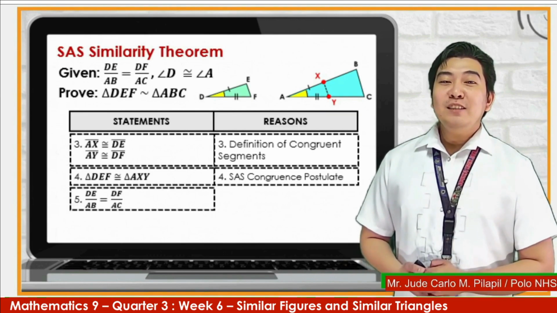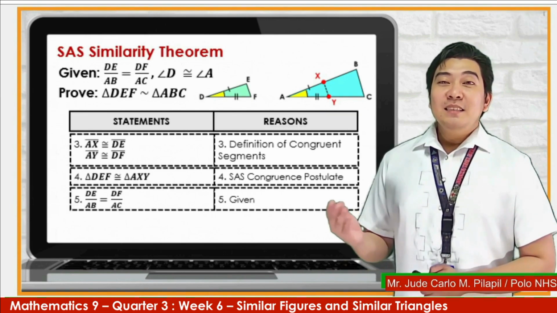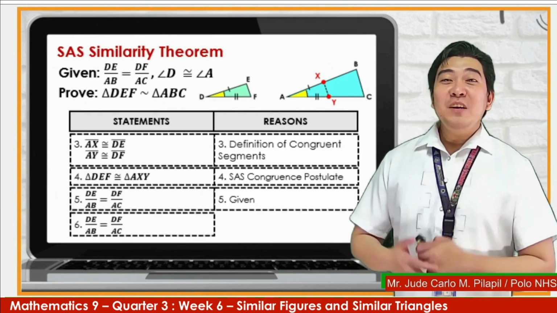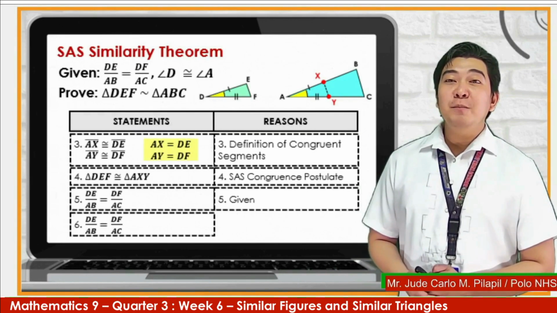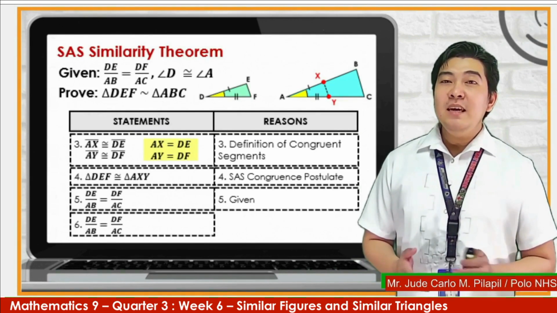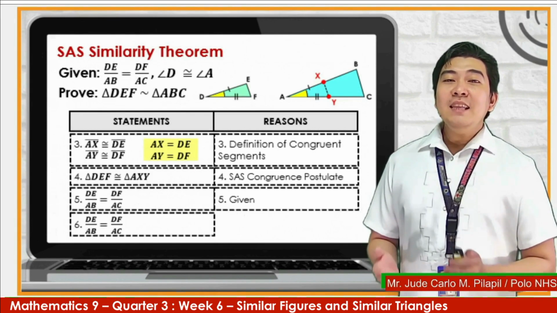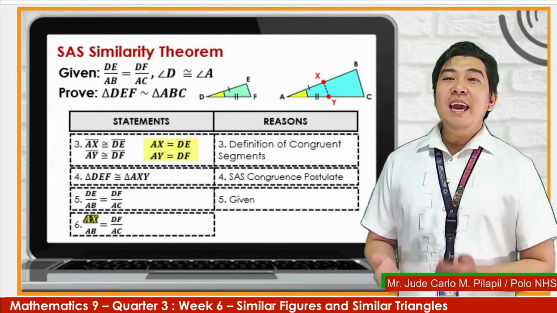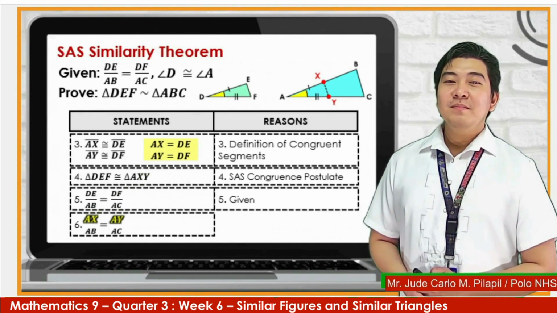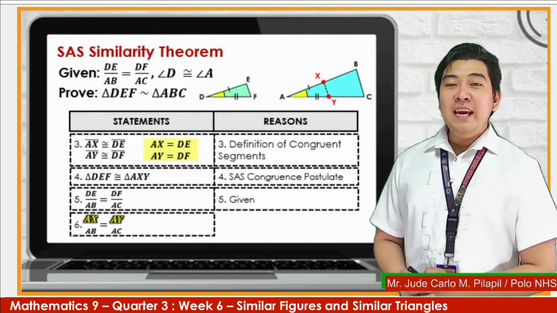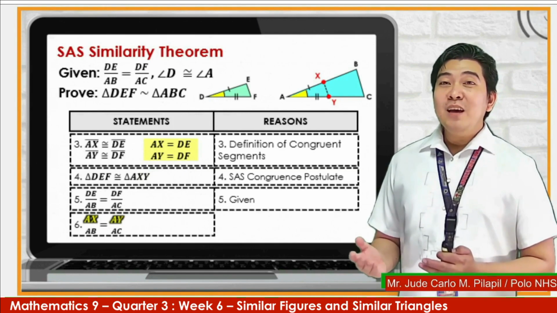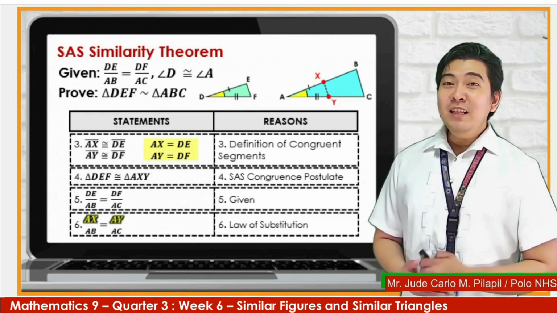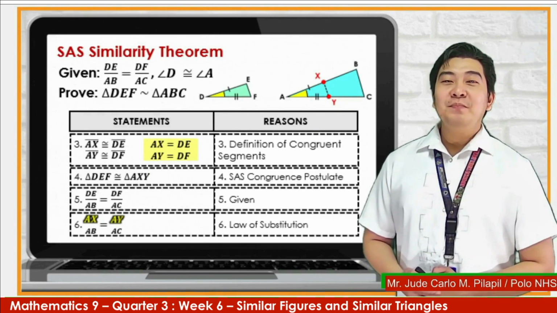This time, let us use the given: DE over AB is equal to DF over AC. Using the equal segments that we produced in the construction part, AX equals DE and AY equals DF, let us substitute AX for DE and AY for DF. So therefore, we obtain the equation AX over AB is equal to AY over AC. The reason? Law of substitution.